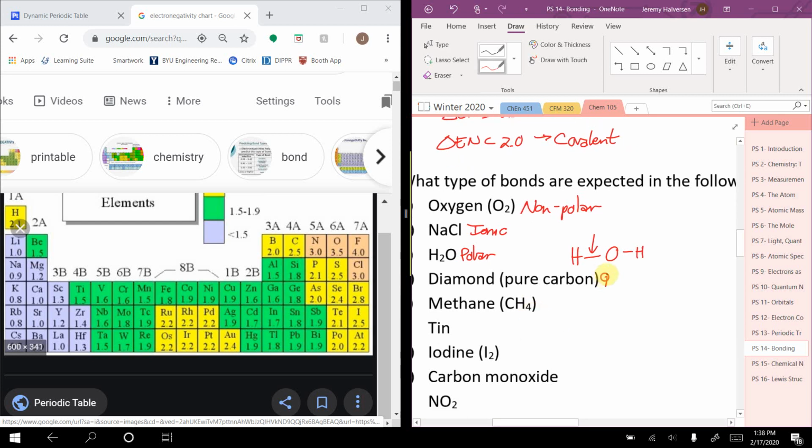Diamond, pure carbon, that's going to be nonpolar because anything just bonding with itself is going to have an electronegativity difference of 0. Methane, CH4, so we're looking at a CH bond. We have 2.5 and 2.1, that's a difference of 0.4, so this is nonpolar.